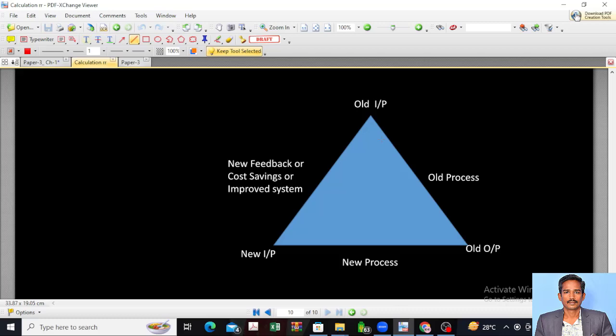This is simple, you can easily remember this triangle. They use this same concept in all the examples. The calculation is based on this system. They give the old system, old input, then old process, then depending on the old output, you make the new process and you get the new input. Comparing old input and new input, you see the changes, then you get the new feedback, the new cost saving. You have to remember this one.